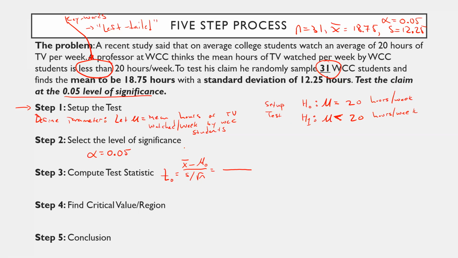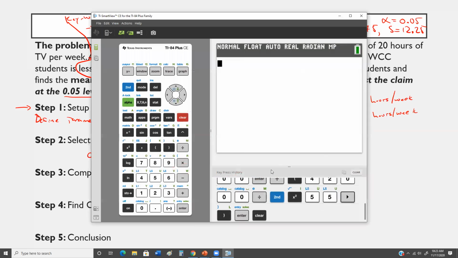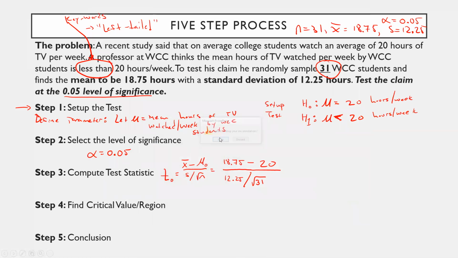So x bar is 18.75. What is the value of mu sub 0? 20. Yep, that's right. It comes right here from the null. Boom, 20. s is 12.25. And how many students did I sample? 31. All right, everybody grab their trusty calculator, okay? I'll actually do it on the TI-83. I think most students have the TI-83.